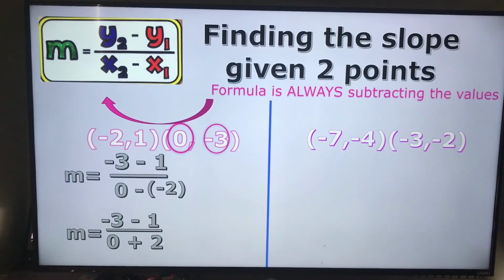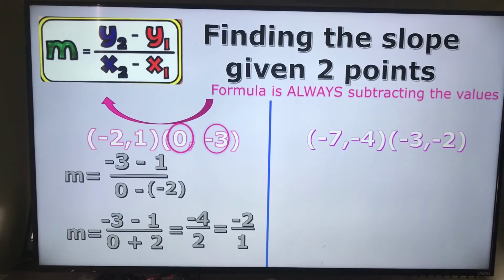So now we're going to go subtract. Negative 3 minus 1, I'm going further back on my number line, is negative 4. And 0 plus 2 is 2. So I have negative 4 halves. But remember what we said a couple slides ago. Slope must always be written as a fraction in simplest form. So I simplified this down to negative 2 over 1. You could also write it as negative 2. That is acceptable for slope.